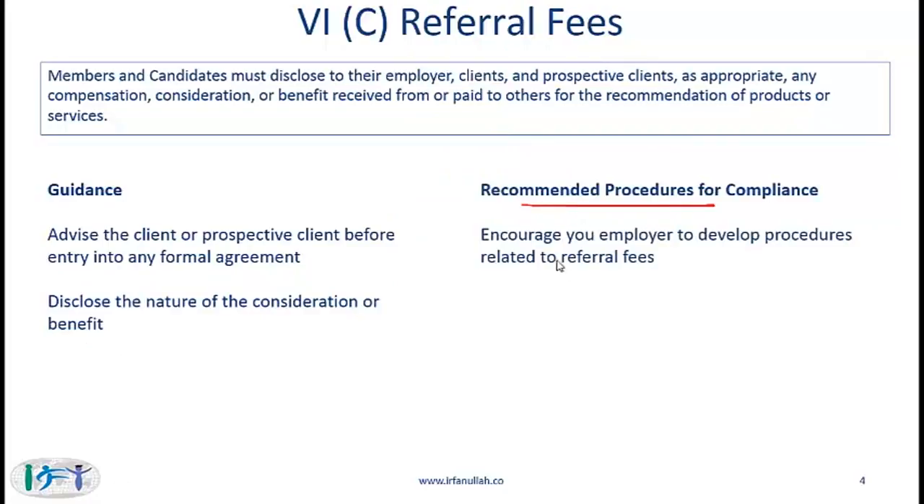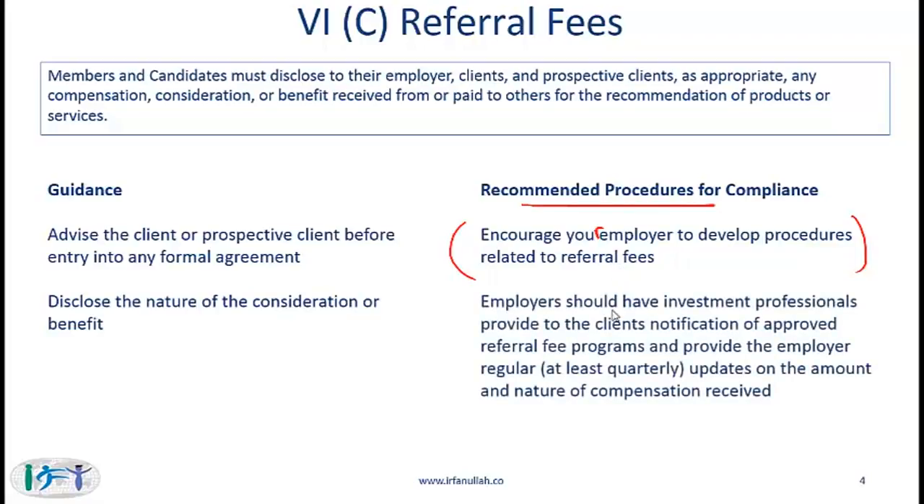In terms of recommended procedures, you should encourage your employer to develop procedures related to referral fees. So if these procedures are vague or non-existent, then you should work with your employer to develop those procedures. Employers should have investment professionals provide to the clients notification of approved referral fee programs and provide the employer regular, at least quarterly updates on the amount and nature of compensation received.